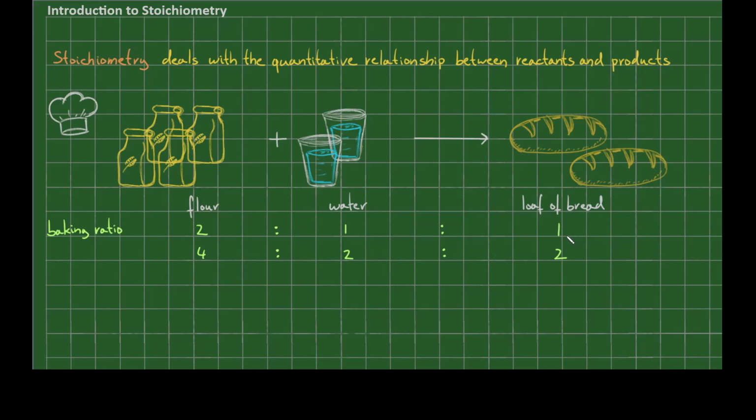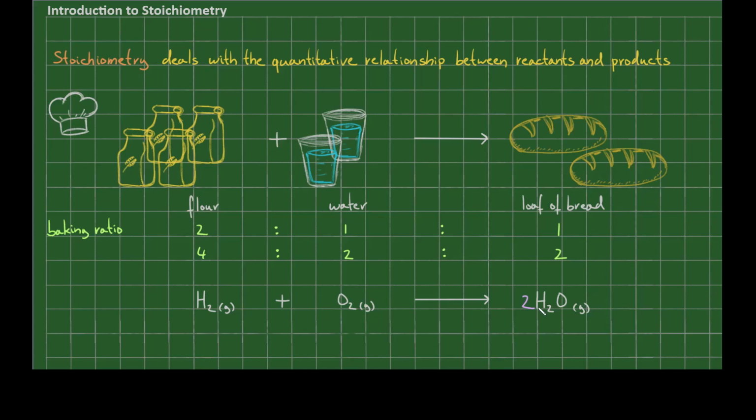How does this relate to chemistry? Here we have molecular hydrogen reacting with molecular oxygen to give water. There are 2 oxygen atoms on the left-hand side, so I'm going to place a 2 in front of the water molecule. This way, I have 2 oxygen atoms on the right-hand side as well.